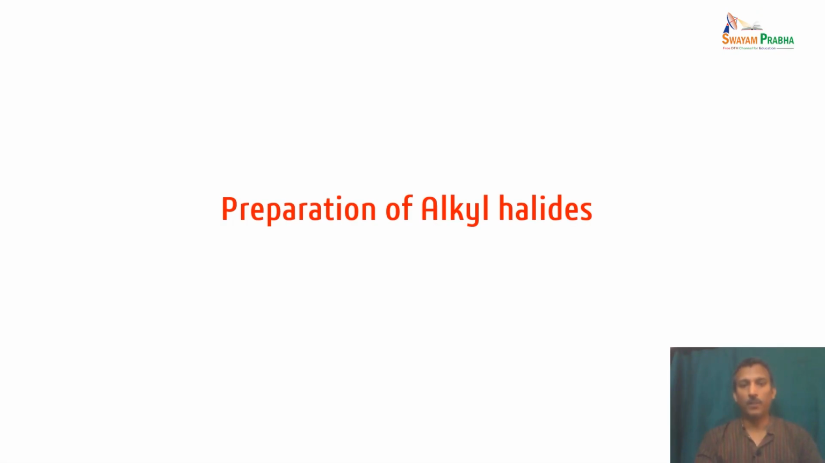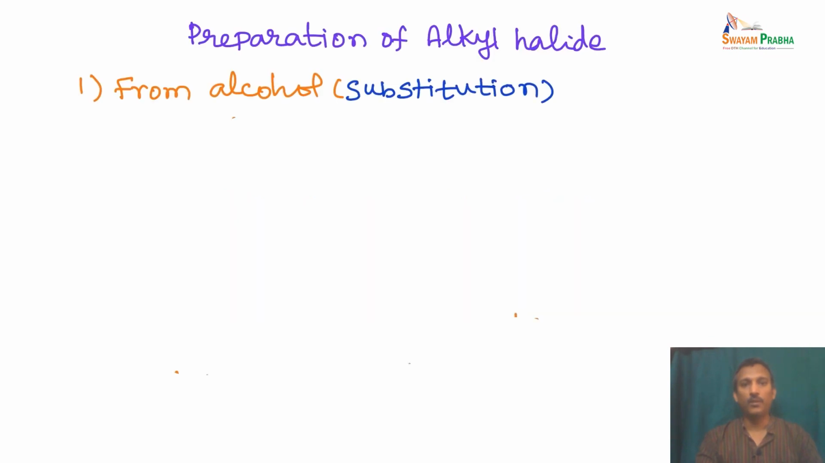Let us look at preparation of alkyl halides. So in this session, we will be looking at what are the different methods of alkyl halides preparation. So the first method is from alcohol. This is by the substitution of the hydroxyl group by the halogen.